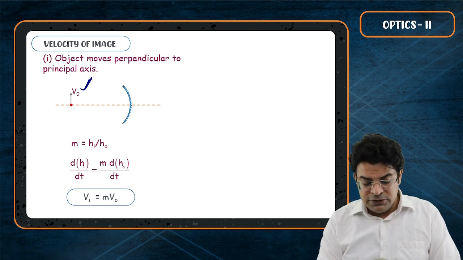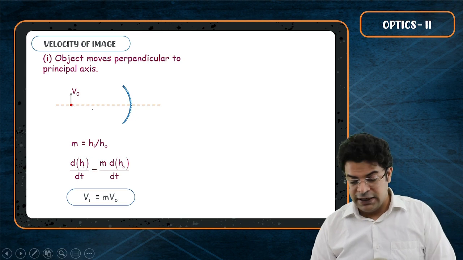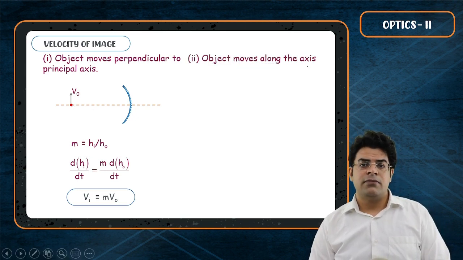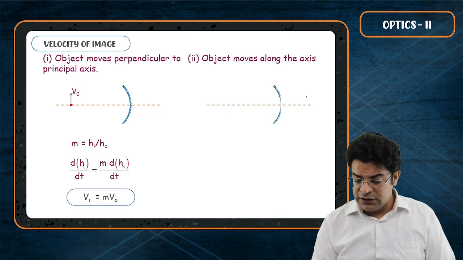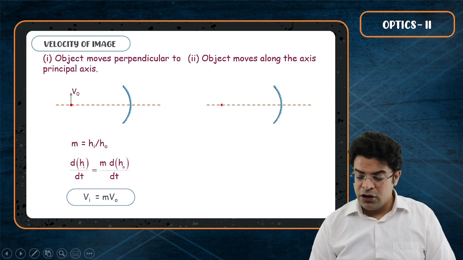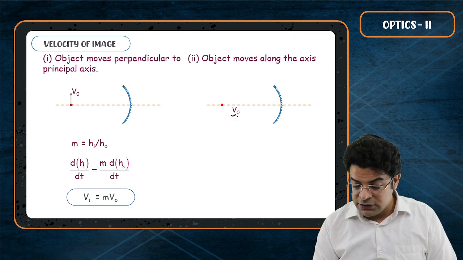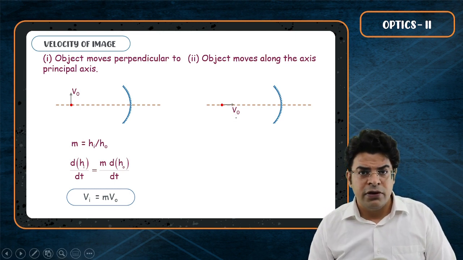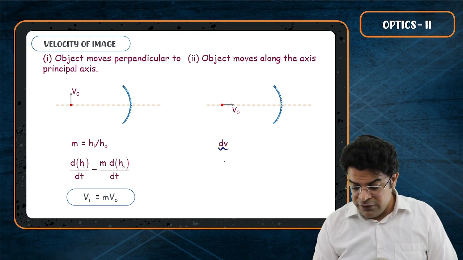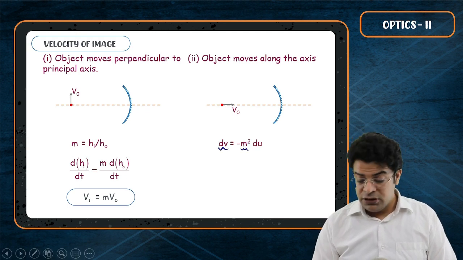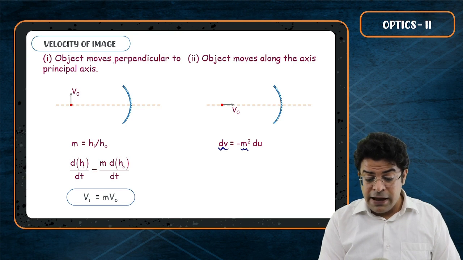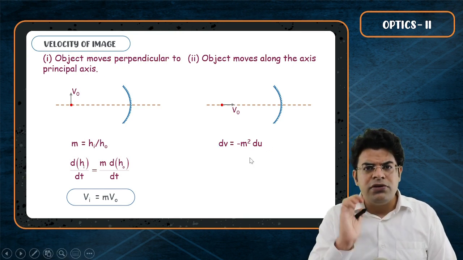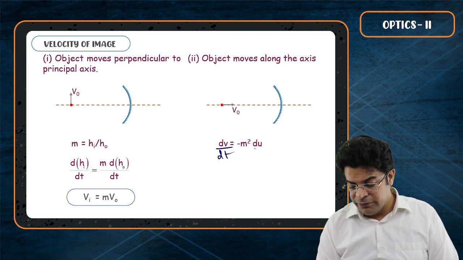What if the object has got velocity along the principal axis? So let's think of the second case, when the object moves along the axis. If you have got this spherical mirror and the object moves along the axis, then how to find the velocity of image? We have just learned that dv equals minus the lateral magnification whole square times du, dividing both sides by dt.